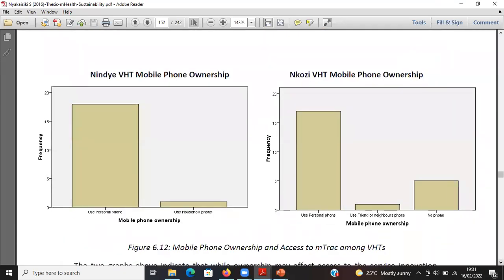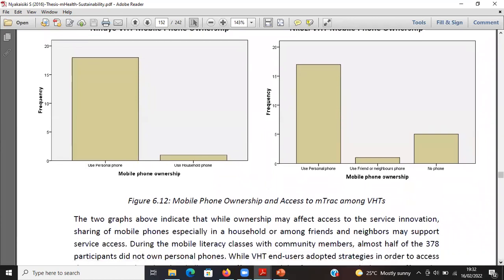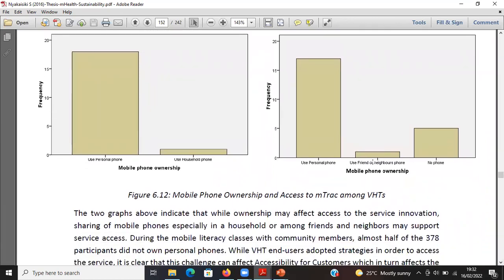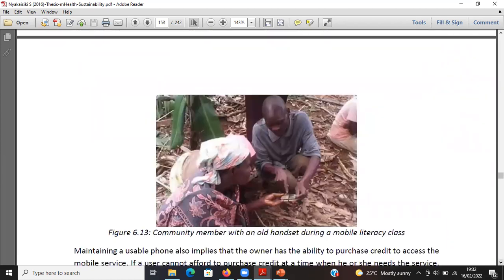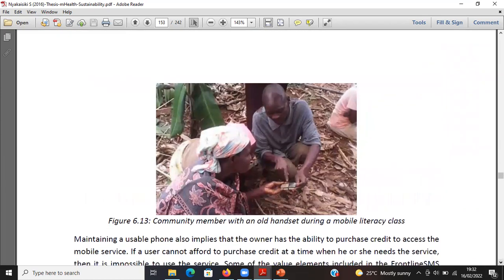Then we move on. Then during a survey, this information also came out about the use of phones. About use of personal phones and household phones, and there are people who use their neighbor's phone. There are others who use a phone that is generally available in the household. And here is another image which I had. This was an image from a mobile literacy class we had with a community.